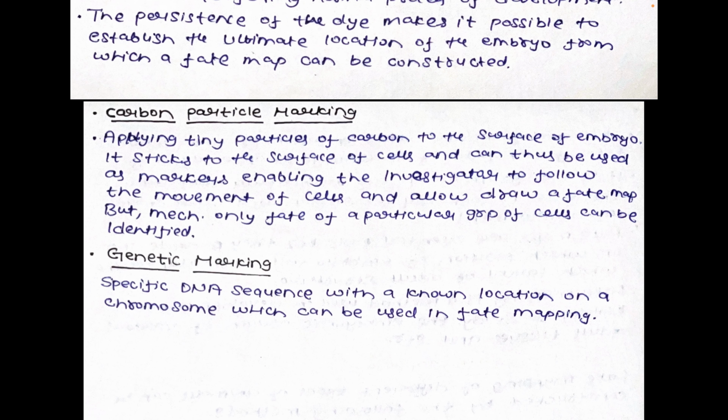A dye halves with every division, but a gene is copied at every division. So every single descendant of a marker cell inherits the same marker permanently. No matter how many times it divides or how far it travels, you can trace a lineage across the entire development of the animal, not just a few days.